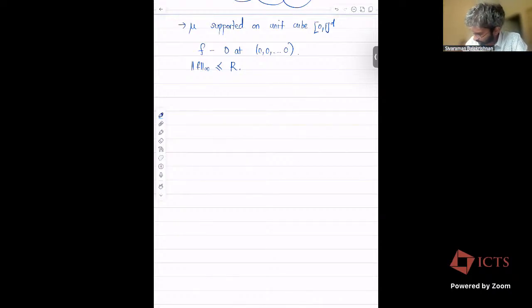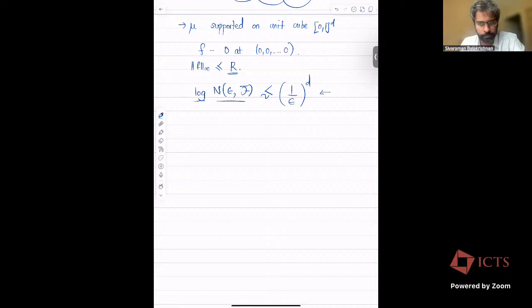And then under these conditions, we also know covering numbers for the collection of Lipschitz functions. In particular, you can find that the covering number for the class of one-Lipschitz functions scales like, again, I will drop the dependence on R, 1 over epsilon to the D. So in D dimensions, the log of the covering number scales like 1 over epsilon to the D.